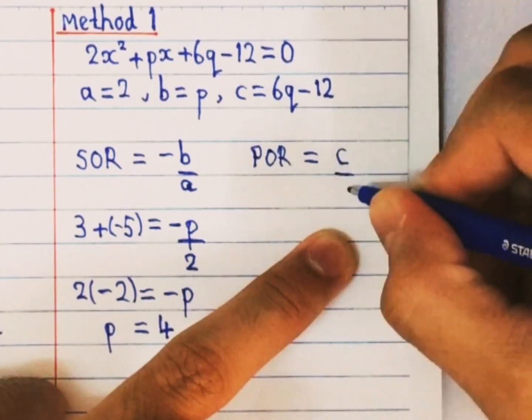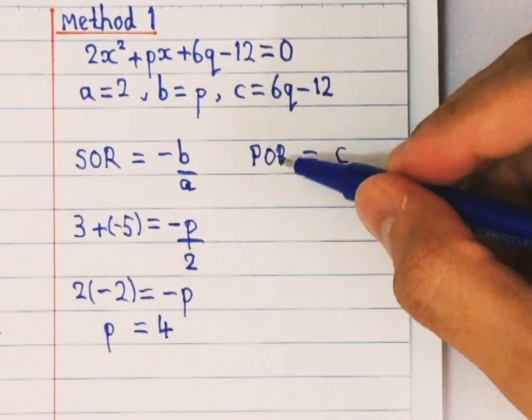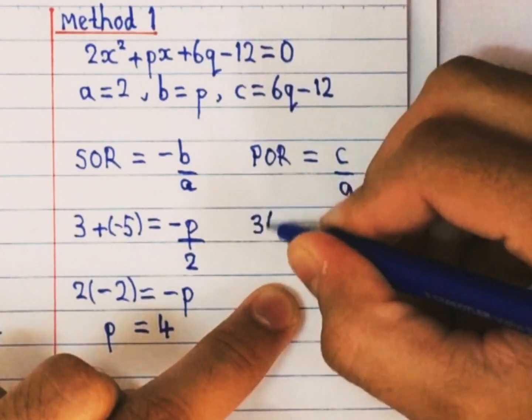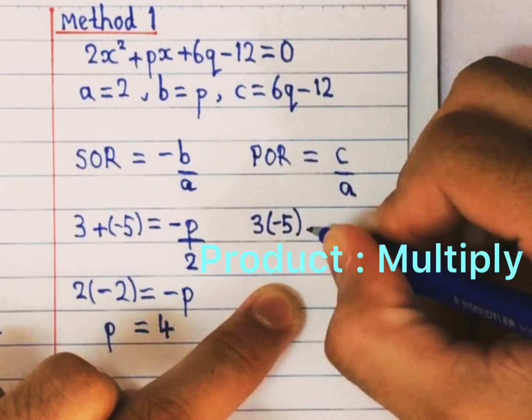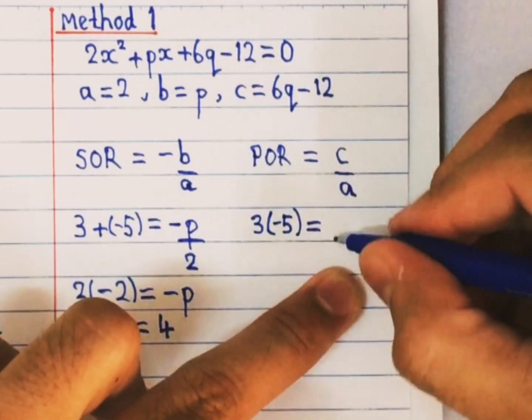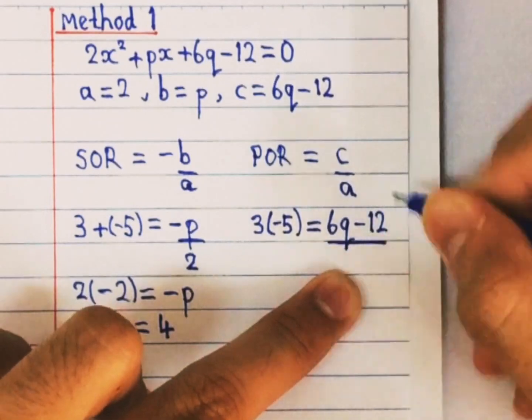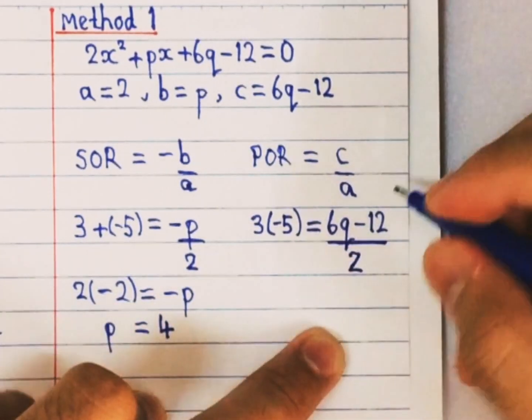So you substitute your values into this formula. The product of roots, the roots just now are 3 and negative 5. So we're going to times those two numbers because product means multiplication. And your c will be here, 6q minus 12, and then your a will be over 2. So we're going to solve this equation.